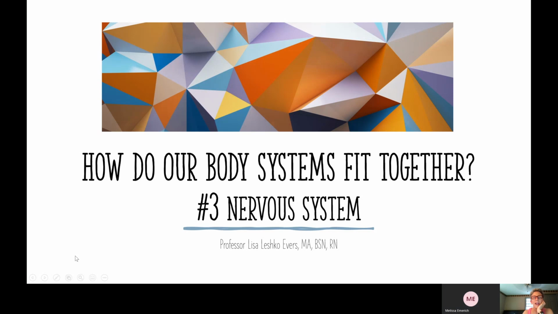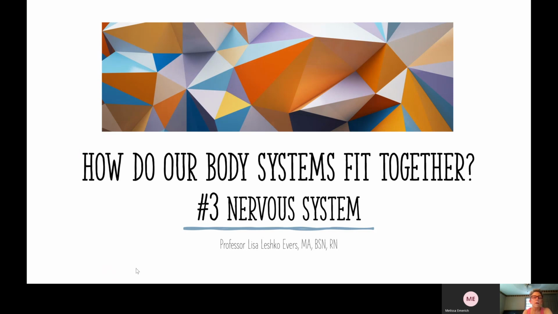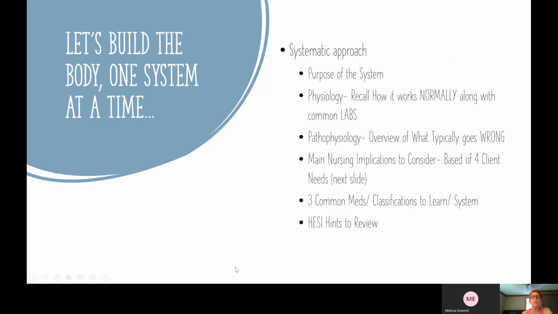So we'll go ahead and get started. There's, I think, 17, 18 slides. So there's not that many, but I would hope that this is going to be an interesting and helpful presentation to discuss our nervous system and how all of it fits together. As we've done before, this is going to be a systematic approach.